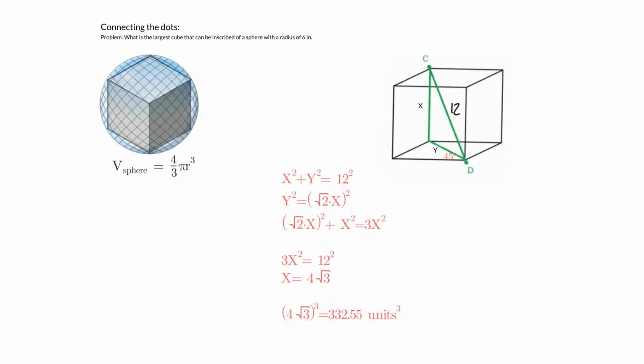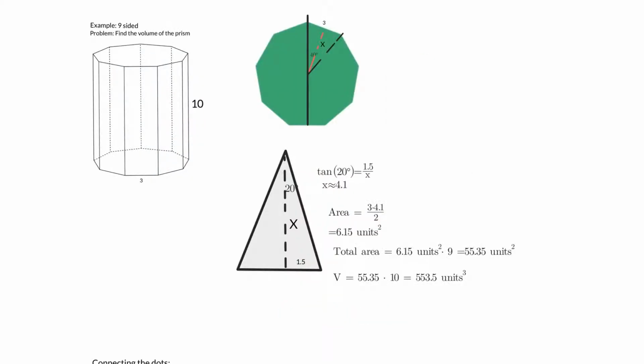332.55 units cubed. Here's a practice problem of a 9-sided prism, so feel free to try to calculate the volume of it. There is a solution listed on this page.